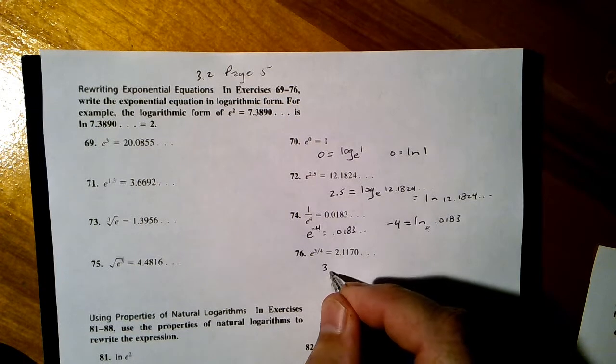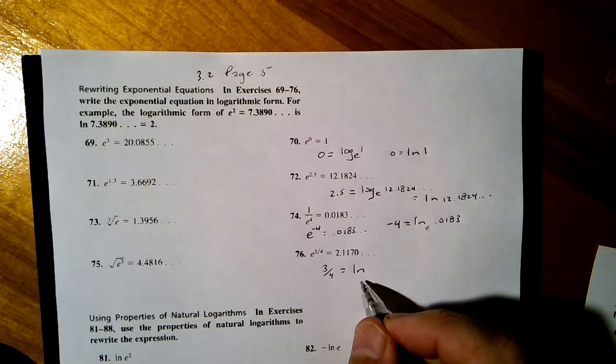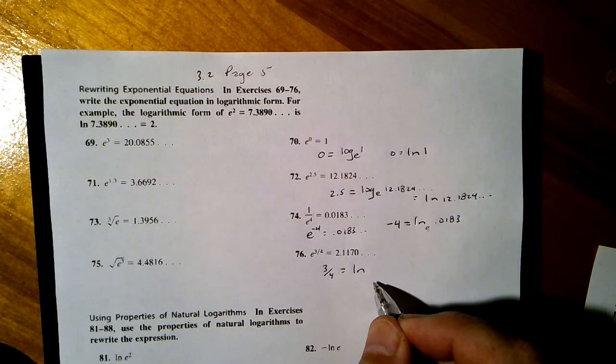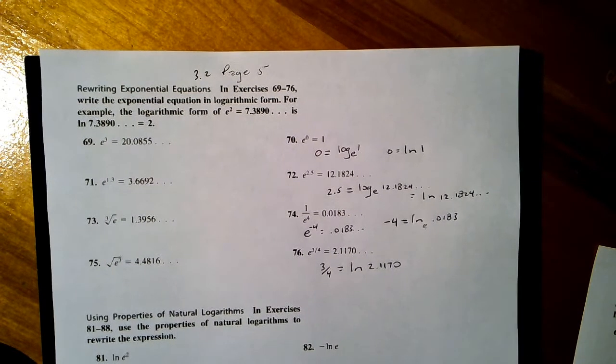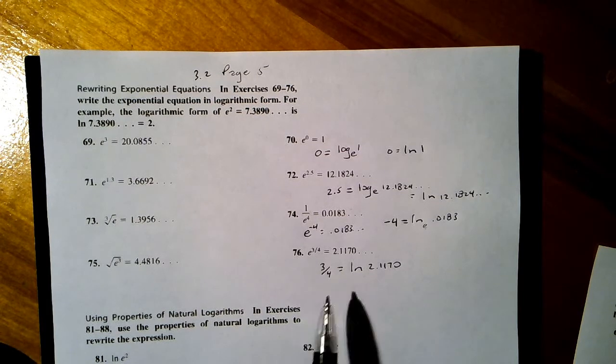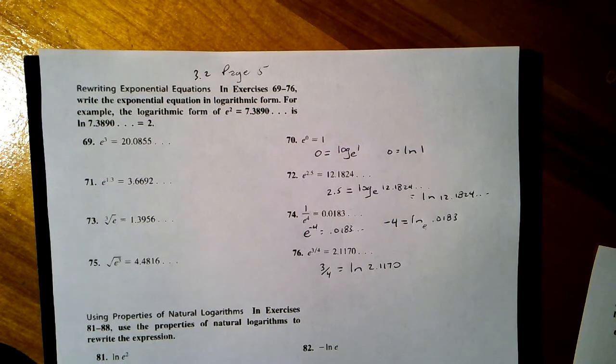And 3/4 is the exponent, log base e, might not be a bad idea to write it as log base e, is the exponent that turns e into 2.1170. Guys, I just can't express it strongly enough how important it is that you understand that and don't just say, okay, well, in this case, I take the 3/4 and I put it here, and I take the 2.170 and I put it there. I don't really get what's going on there, but it gets me the right answer. That's not going to work for you long term at all. So go through it, ask questions.